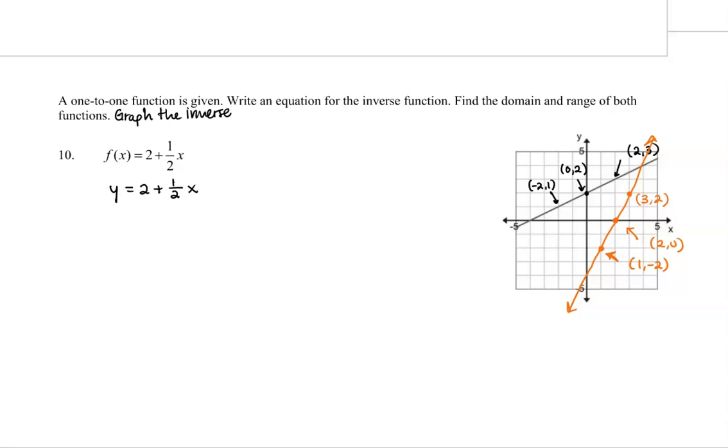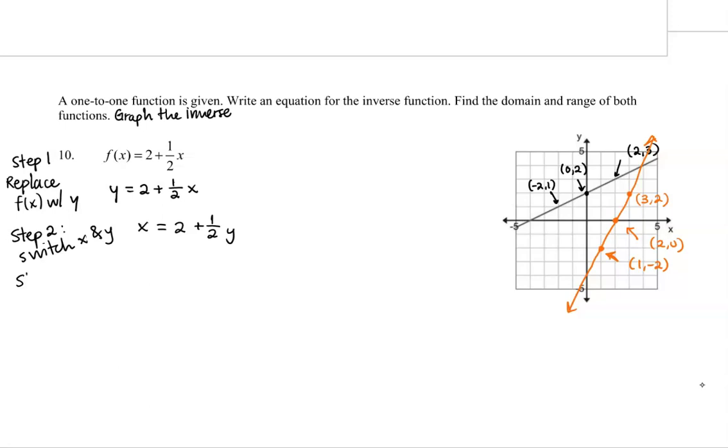Step 2 tells us to switch x and y. So when we switch x and y, our new equation becomes x is equal to 2 plus 1/2 y. Step 3 tells us to go in and solve for y.